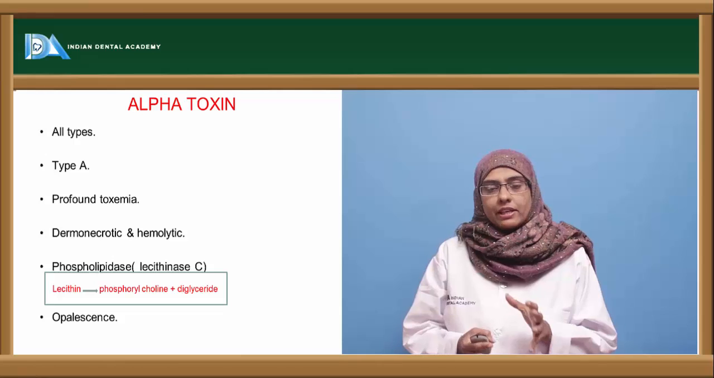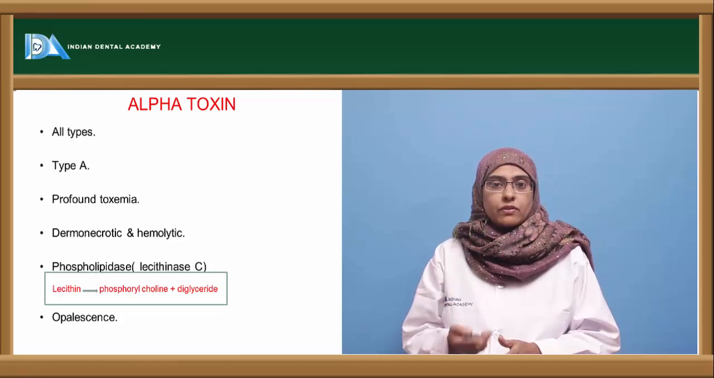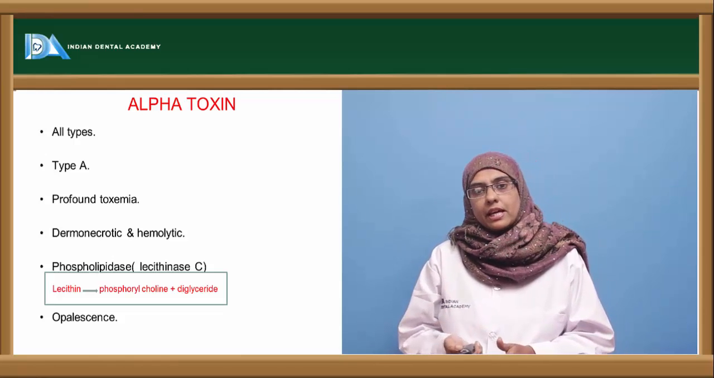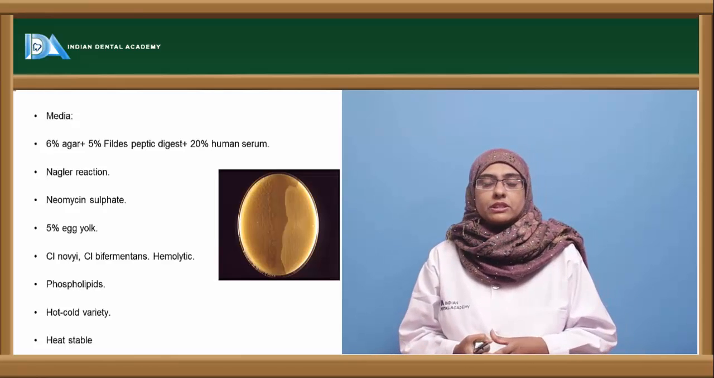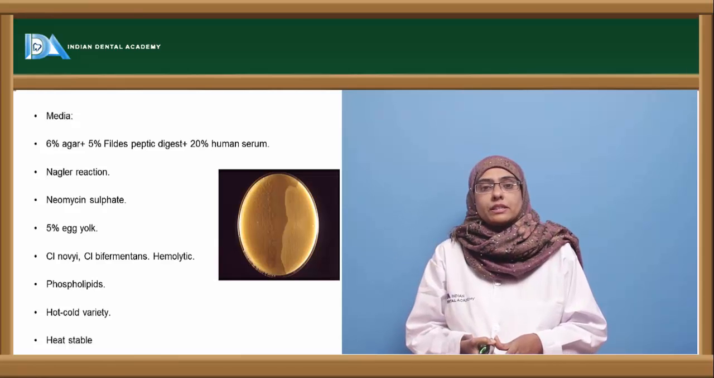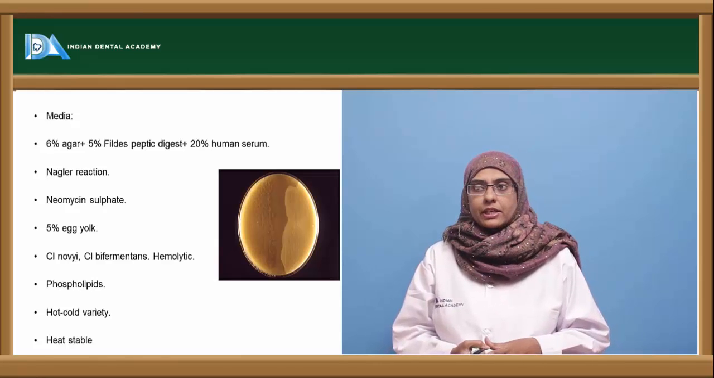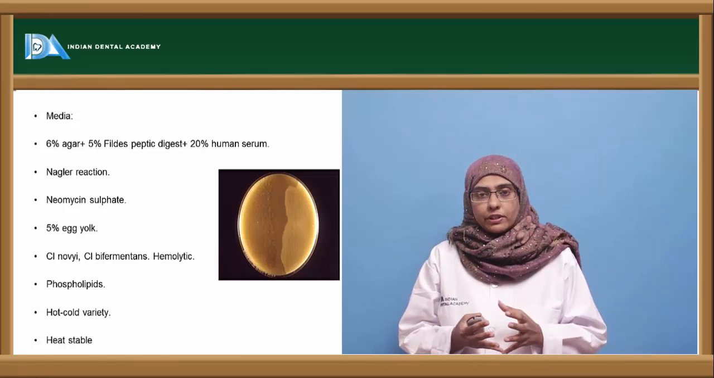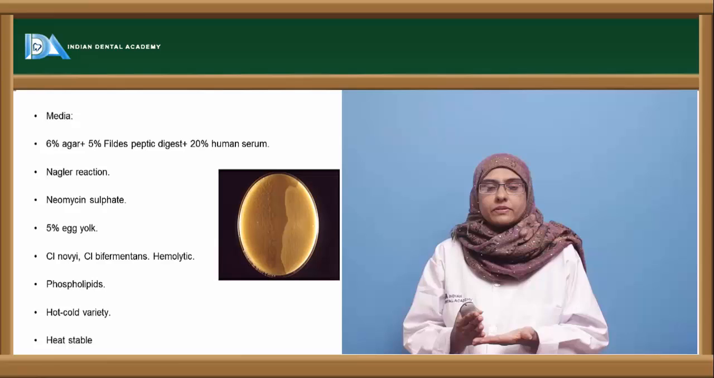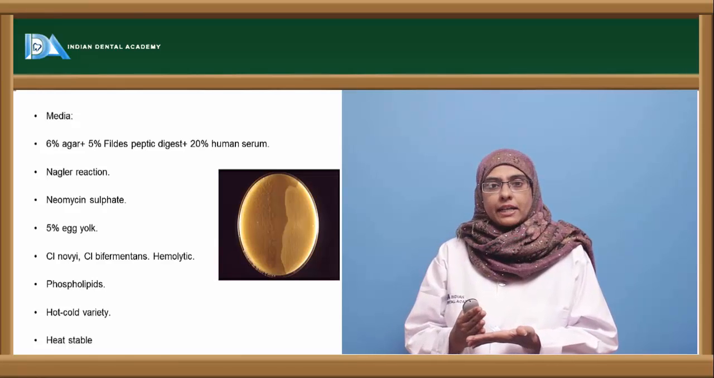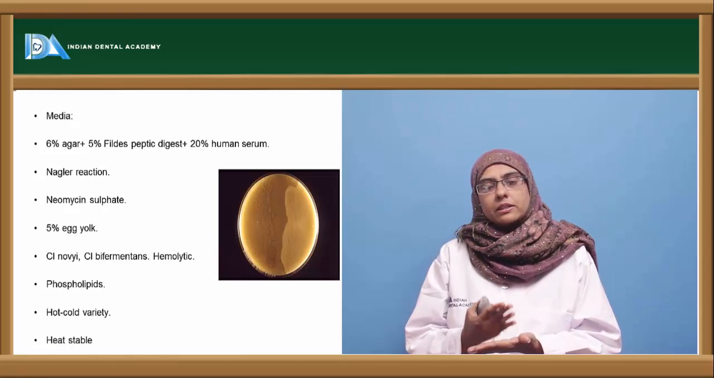This is very well demonstrated with the help of a reaction called Nagler's reaction. That is, the presence of opalescent colonies is demonstrated with the help of Nagler's reaction. The media selected to identify the lecithinase-producing organism contains 6% agar, 5% Fildes peptic digest, and 20% human serum. Here, in a petri plate where the media is present, we divide the plate into two halves. One half is inoculated with the antitoxin, whereas the other half is devoid of it, after which we streak with the organism and incubate it.